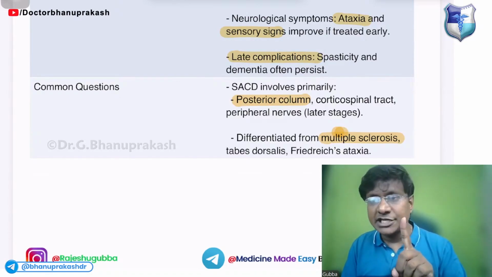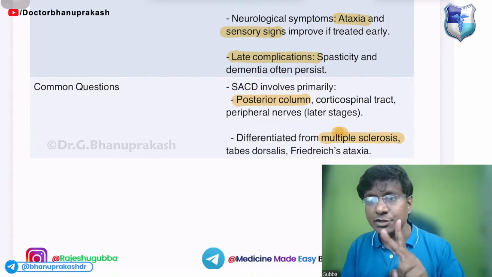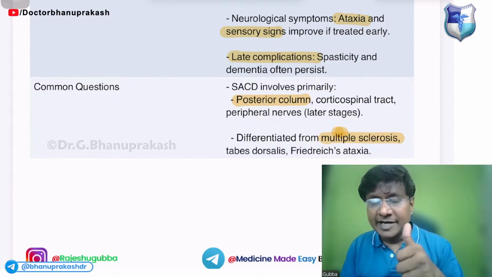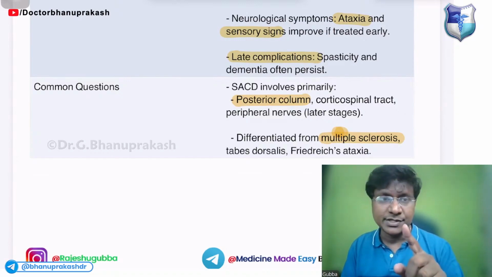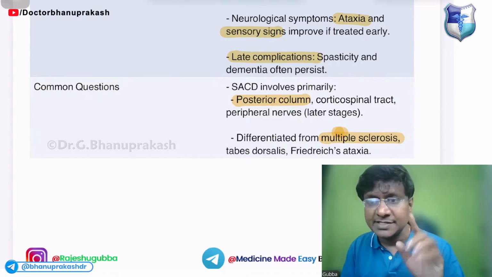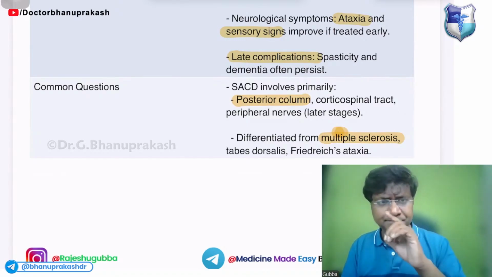So subacute combined degeneration of spinal cord is mainly due to vitamin B12 deficiency. That will be causing demyelination of dorsal columns and pyramidal tract. And vitamin B12 deficiency will also cause megaloblastic anemia. Due to posterior column involvement, there will be loss of proprioception and vibration sense. Due to pyramidal tract involvement, there will be weakness and spasticity. And late involvement will be peripheral neuropathy.